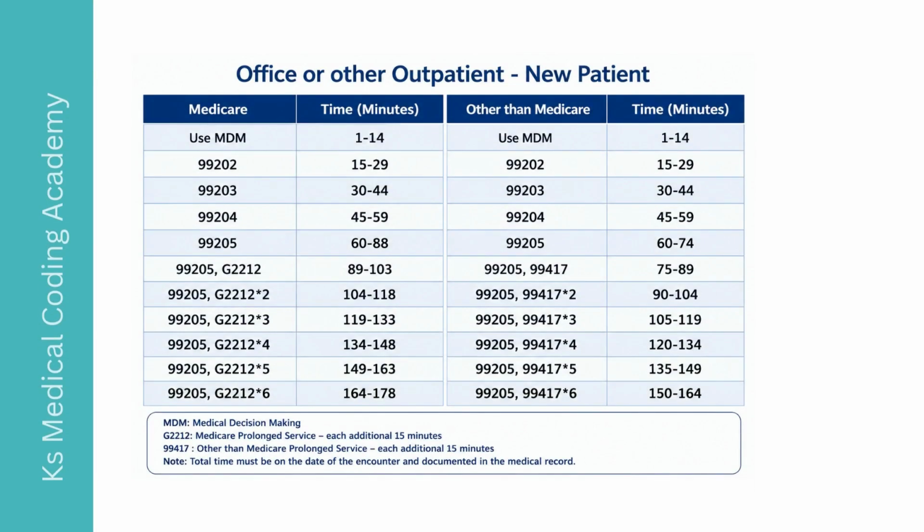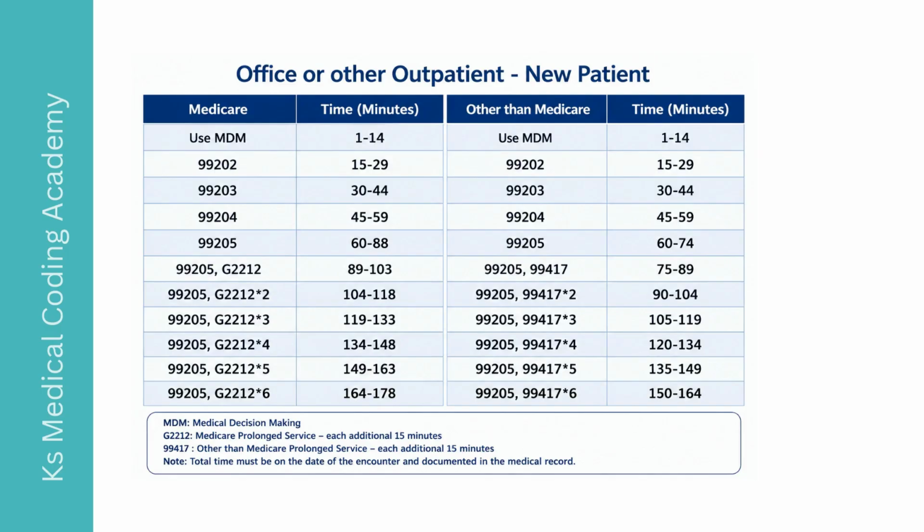Now let's review the time-based coding chart for new patient office or other outpatient EM services. The chart compares Medicare on the left with other than Medicare on the right. The coding for 99202 through 99204 is the same for both payer types. If the physician or qualified healthcare professional spends 1 to 14 minutes, the visit should not be selected using time. Instead, choose the code based on medical decision-making, or MDM.